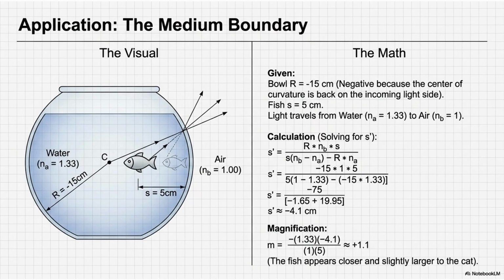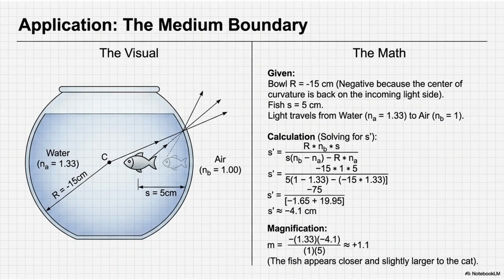It really is. So the setup is this. A fish is 5 centimeters inside a spherical fishbowl. That's our S. The bowl's radius is negative 15 centimeters. And it's negative because the center of curvature is back on the incoming side where the fish is. Right. The light travels from water, which has a Na of 1.33, out into air, which has an Nb of basically 1.00. And when you run all those variables through the equation, solving for S prime gives us approximately negative 4.1 centimeters. With a magnification of positive 1.1.